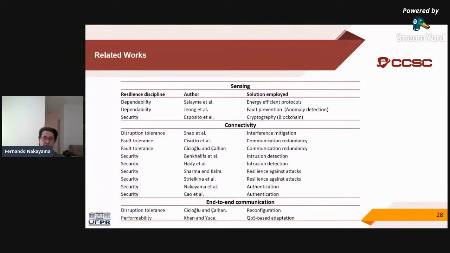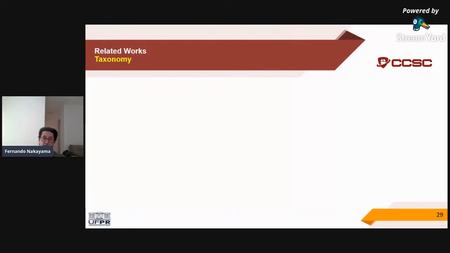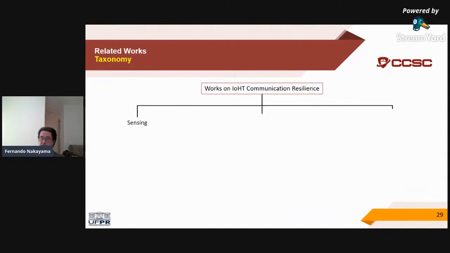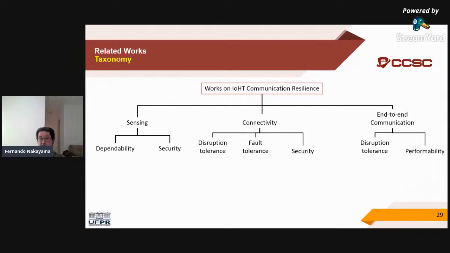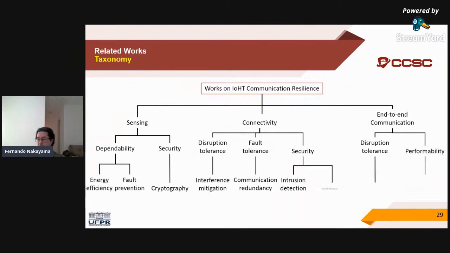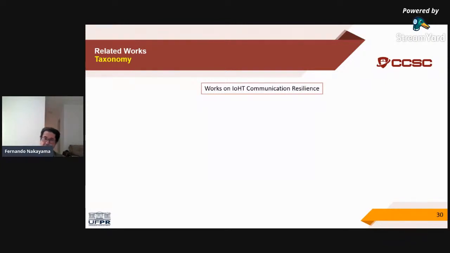We have started by organizing the available works in the literature considering the proposed essential services. To develop a more precise classification, we have organized the existing works in a taxonomy considering the essential services and the resilience disciplines proposed. And here we have the available works in the literature. So let's take a closer look at this.